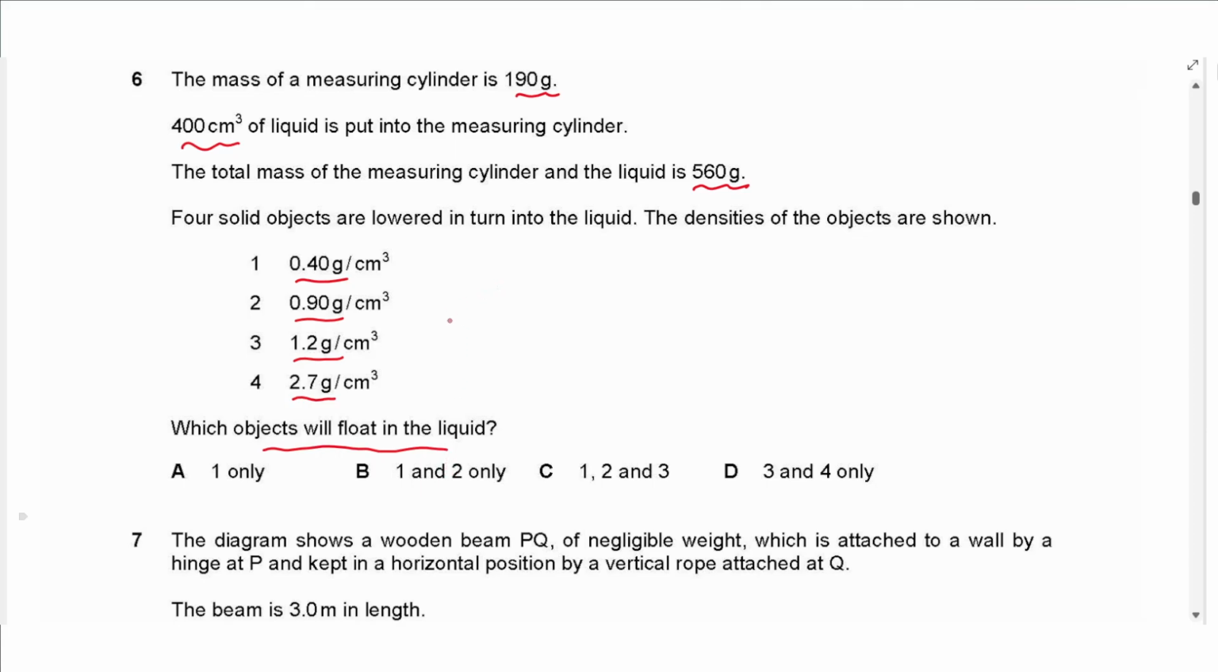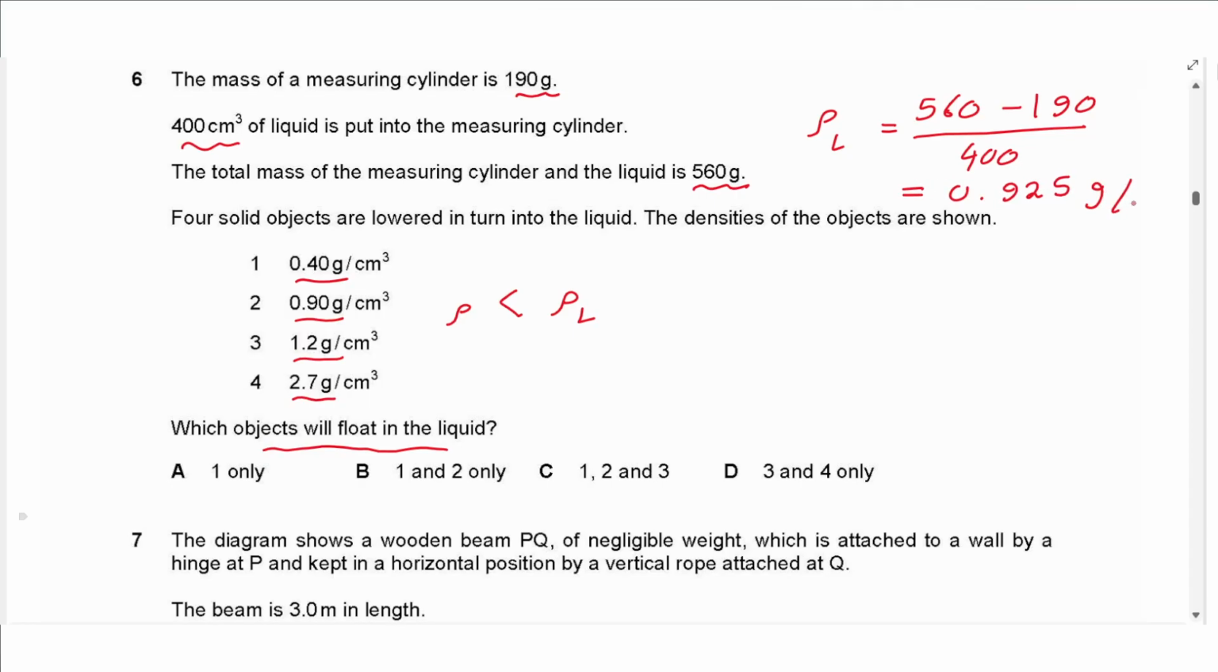So the density must be less than the density of the liquid. So first we calculate the density of the liquid. We calculate the mass of the liquid by subtracting the masses, 560 minus 190. Then we divide by the volume of the liquid, which is 400 centimeter cubed. This gives a density of 0.925 grams per centimeter cubed. So we have the 0.4 and the 0.9. So only 1 and 2 will float.